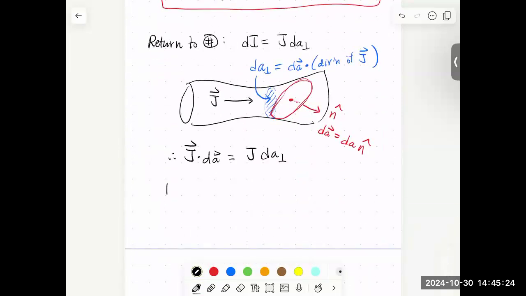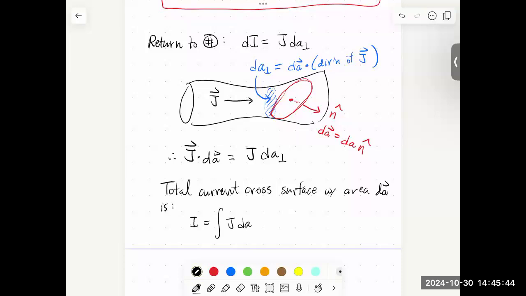So the total current crossing a surface with area dA is, well, it would be the integral of J dA perpendicular, but we've just said that we could write that as J dot dA in general.